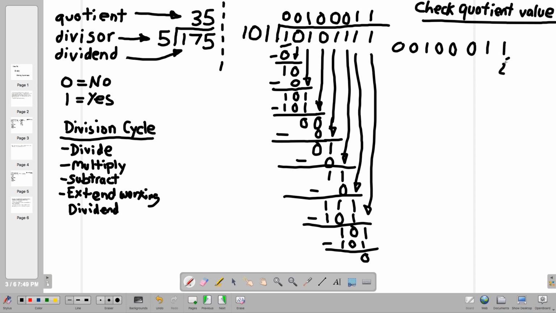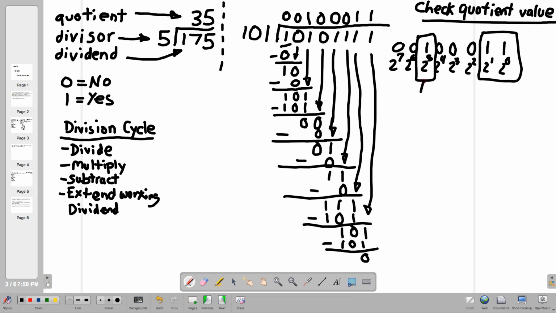Here we got 2 to the 0th power, 2 to the 1st, 2 to the 2nd power, 2 to the 3rd power, 2 to the 4th, 2 to the 5th, 2 to the 6th power, and 2 to the 7th. Remember we said the ones that are turned on, that's what we care about. So let's look at these.